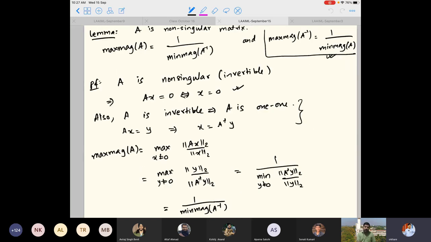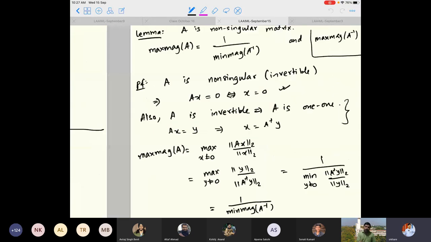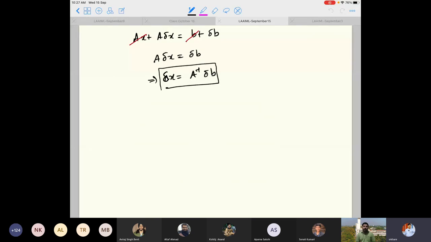This is how we proved that result, no? The sensitivity analysis result that I am showing here, this is the way we proved this result. I have just written a step in the proof. So where should delta B be? What is the direction of delta B? A inverse has a direction of maximum magnification. A inverse has a direction of minimum magnification, right?